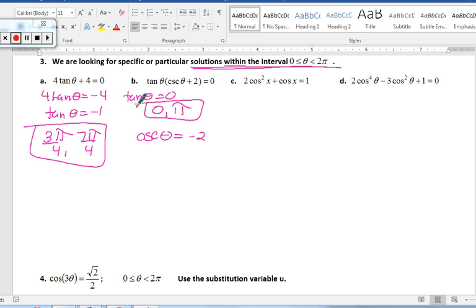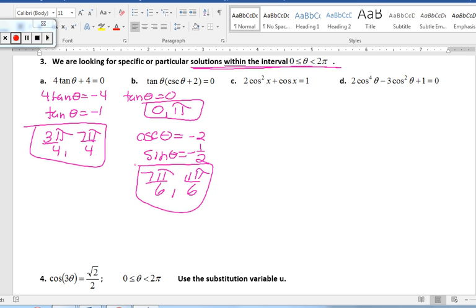If the cosecant of theta is equal to negative 2, then the sine of theta is going to equal negative 1/2. Where is sine equal to negative 1/2? That would be at 7 pi over 6 and 11 pi over 6. So B has 4 solutions that would work for those equations.